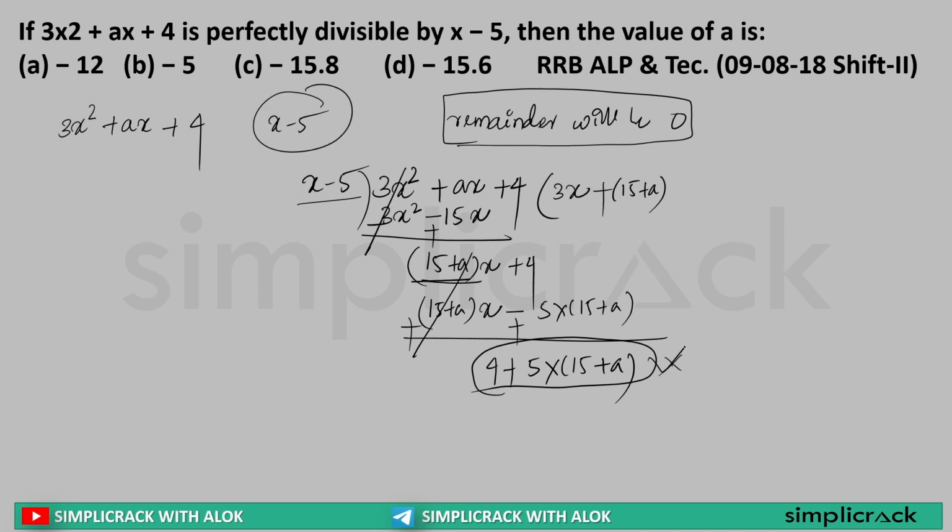So in order to make this completely divisible by x minus 5, this whole thing should be equal to 0. So 4 plus 5 into 15, 75, plus 5 into a, 5a, should be equal to what?